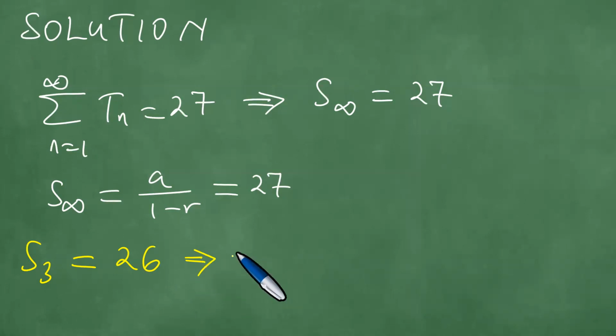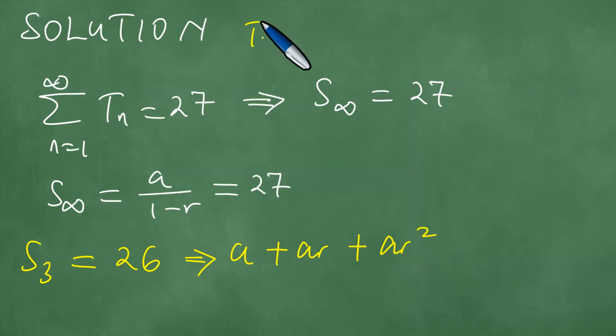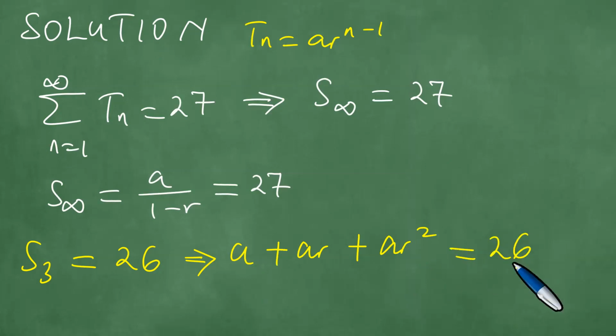The first term of a geometric series is A. The second term is AR. The third term is AR squared. Because we know that Tn is AR to the n minus 1, to get T1, the first term, you just replace every n by 1. It becomes 1 minus 1, which is 0. R to the 0 is 1, giving us A. T2 would have 2 minus 1, which is 1, so it's AR. T3 is going to be 3 minus 1, which is 2, so AR squared. And therefore, this series here equals 26.